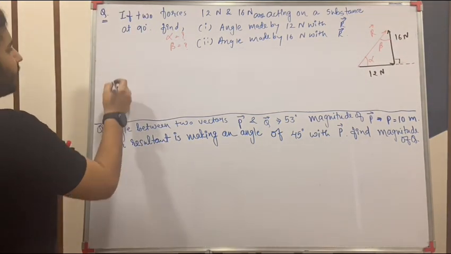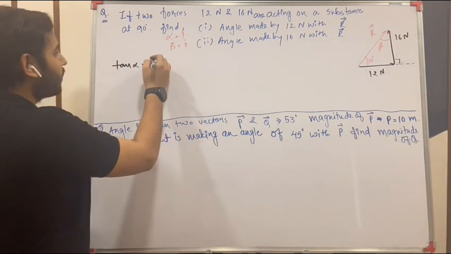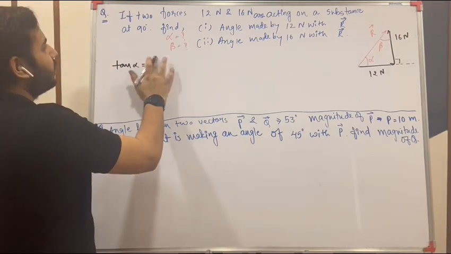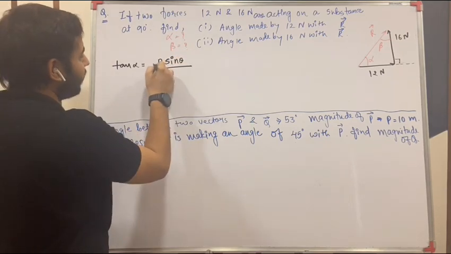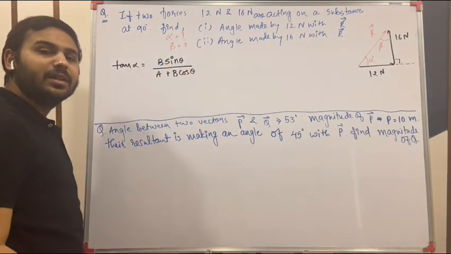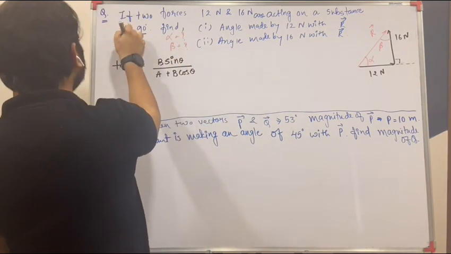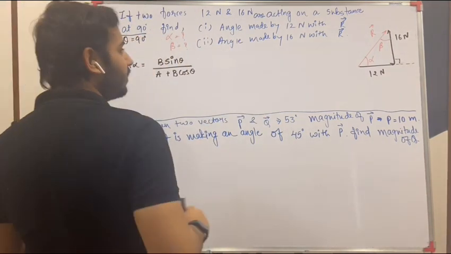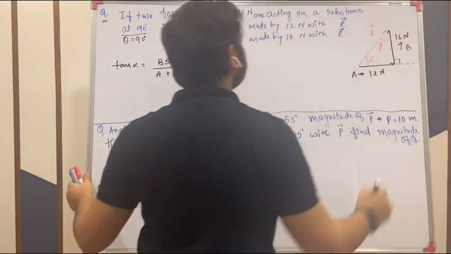You can say tan alpha, if you remember this, is B sin theta upon A plus B cos theta, where theta is the angle between A and B. What is theta? These are 90. Theta is 90. You say this is A and this is B.